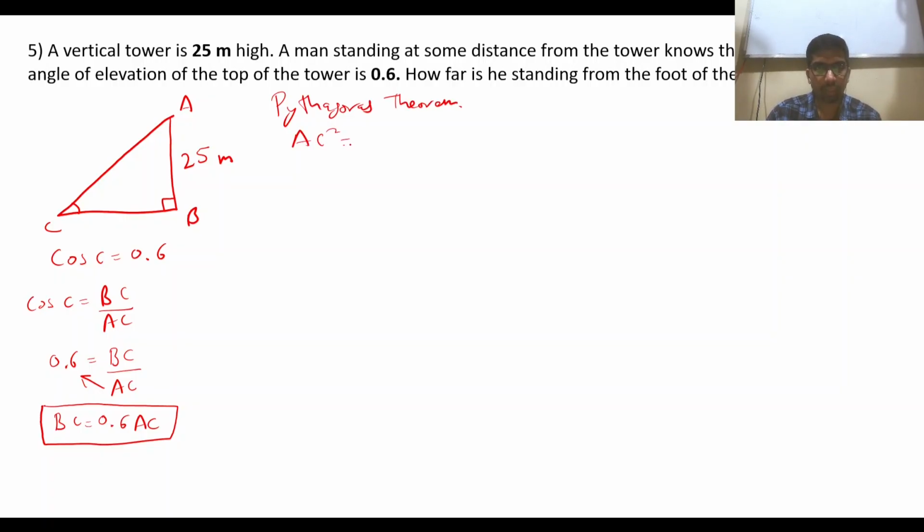AC square is AB square plus BC square. Do we know AC? No, we don't know AC. Do we know BC? Do we know AB? Yes, we know AB. AB is 25 ka square. BC, what is BC? 0.6 times AC. So do 0.6 times AC square and this AC square as it is. Okay, chalega. So we'll get AC from here.